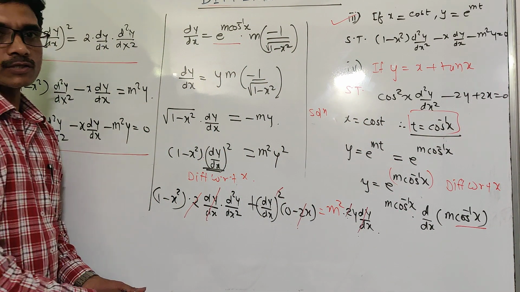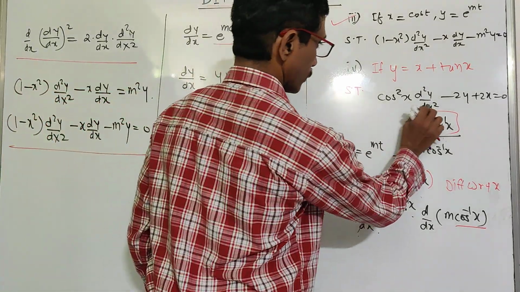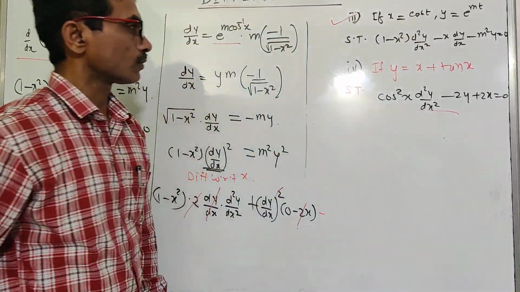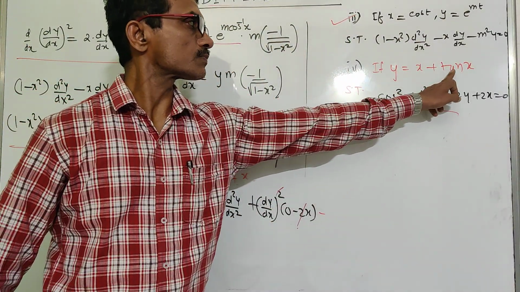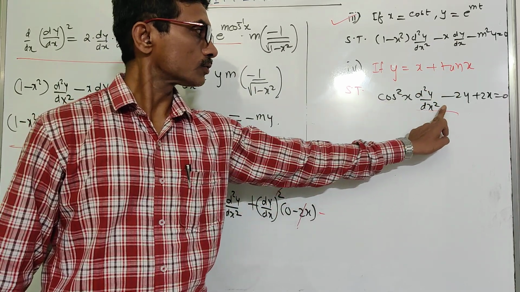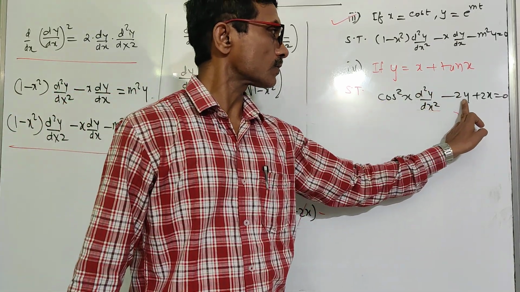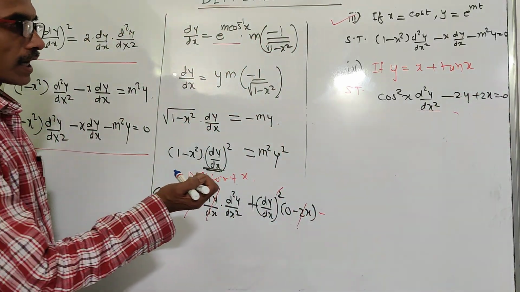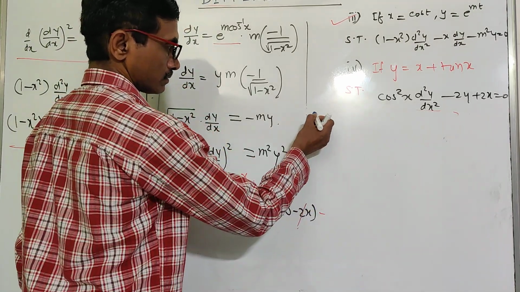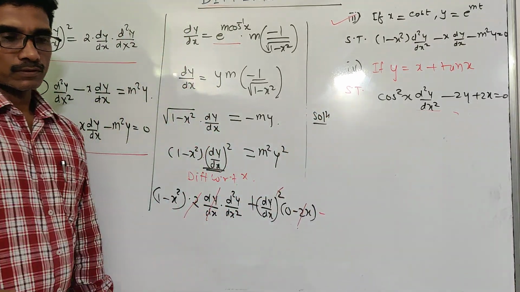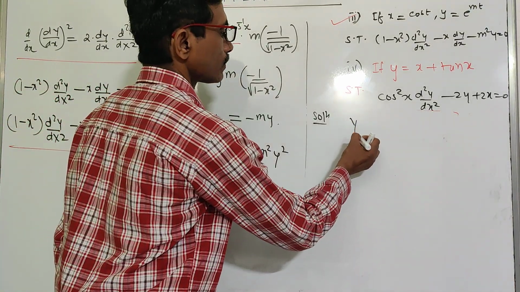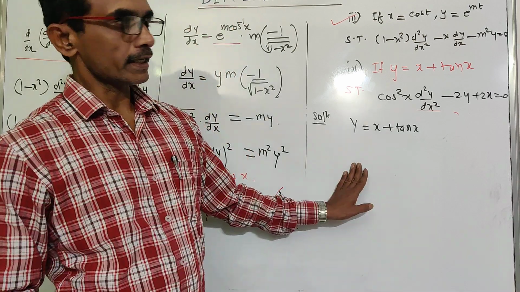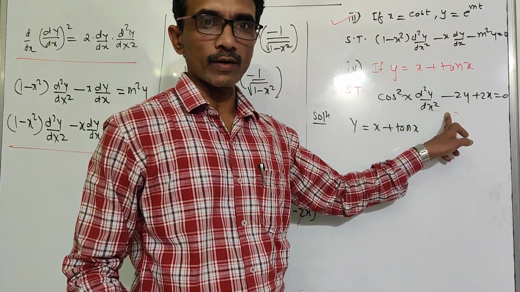Now come to the next question, that is fourth sub question. 4, y is equal to x plus tan of x. We want to show this: cos square x d square y by dx square minus 2y plus 2x is equal to 0. So we start differentiating this. y is equal to x plus tan of x. We differentiate it 2 times as d square y by dx square is there.